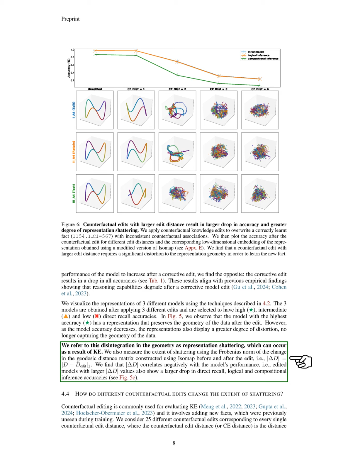We also measure the extent of shattering using the Frobenius norm of the change in the distance matrix before and after the edit, finding that larger changes correlate with greater drops in performance across all accuracy measures.